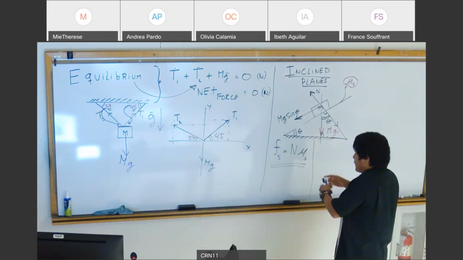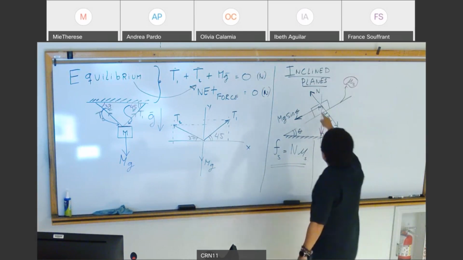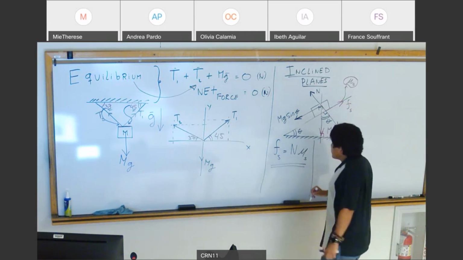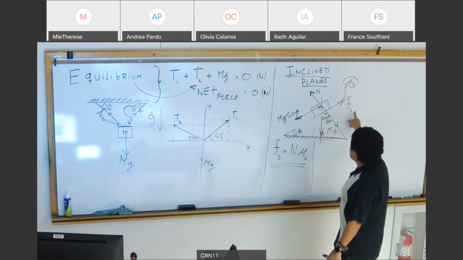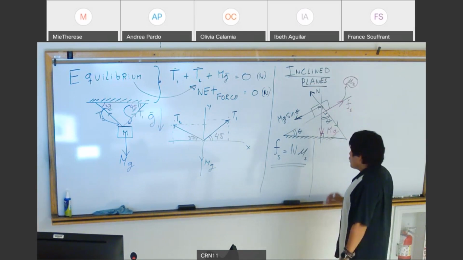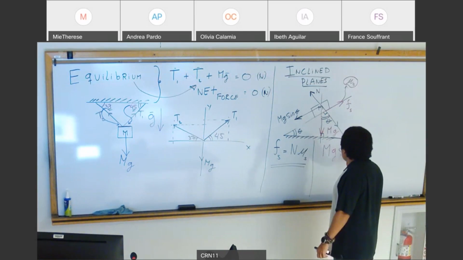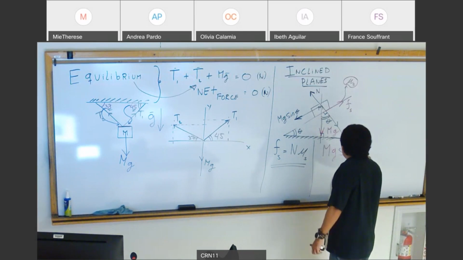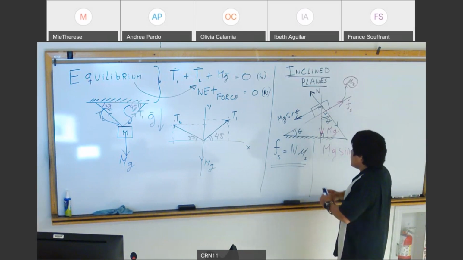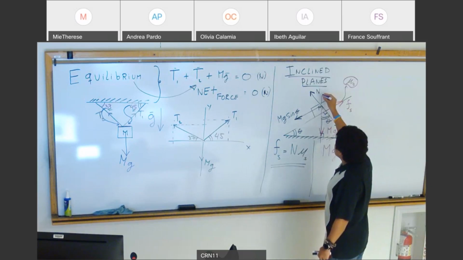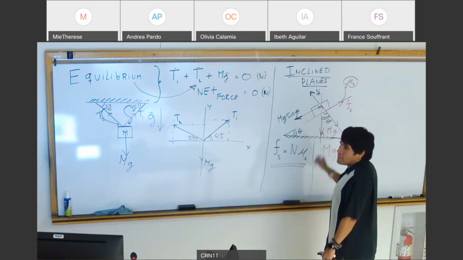So the friction is always acting opposite to the body. That's the friction there. Fs, static friction. So then you just will do mg sine theta equals the normal times mu. But that normal, there is a way to find it.